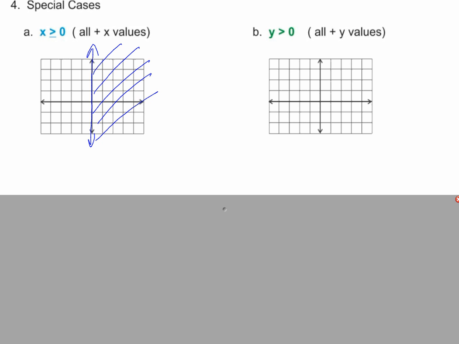What would you do for y greater than 0? How do you do all the y values? First off, am I going to have a solid line or dotted? Dotted. And where does the dotted line go? Like this, the y-axis? Is that what somebody said? Okay. It goes where? It goes on the x-axis. Because every point up here has a positive y value, doesn't it? It does. Every value up there has a positive y value.